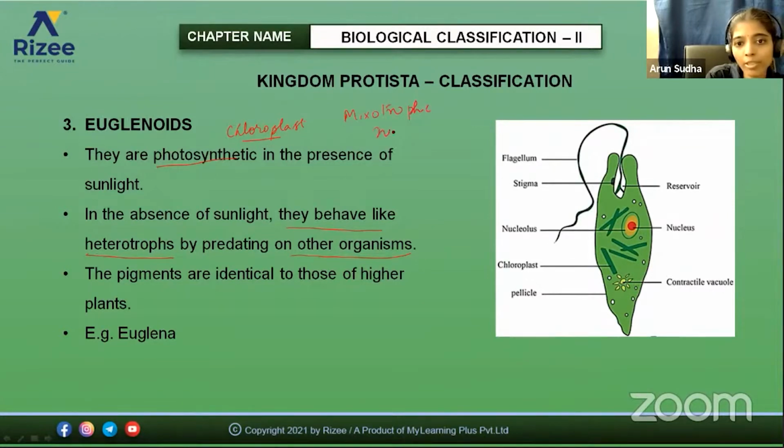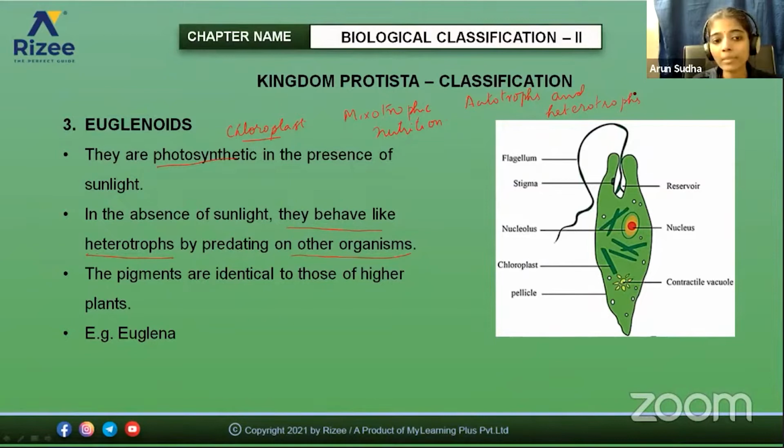Mixotrophic nutrition. What do you mean by mixotrophic nutrition? That is, they act both as autotroph and heterotroph. They can prepare their own food and also get food from others, that is, other organisms. So they act as autotrophs and heterotrophs. This type is called mixotrophic nutrition.